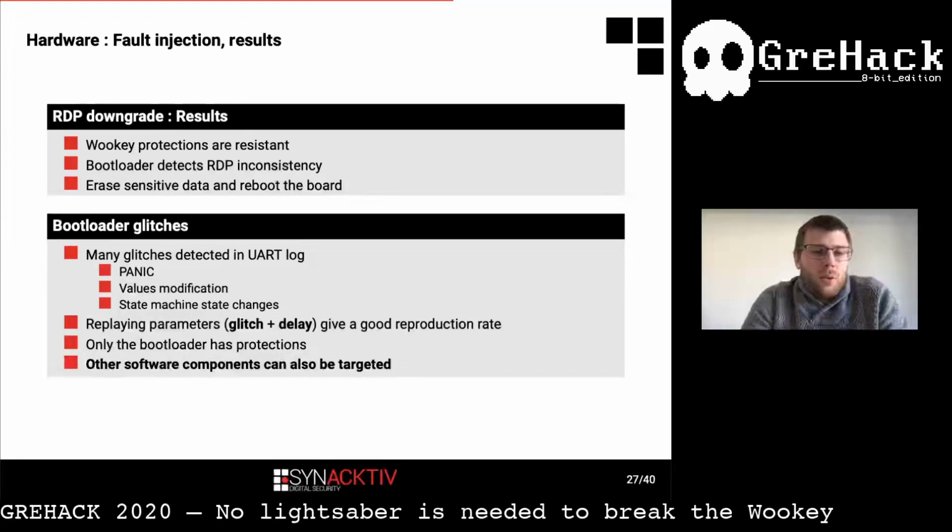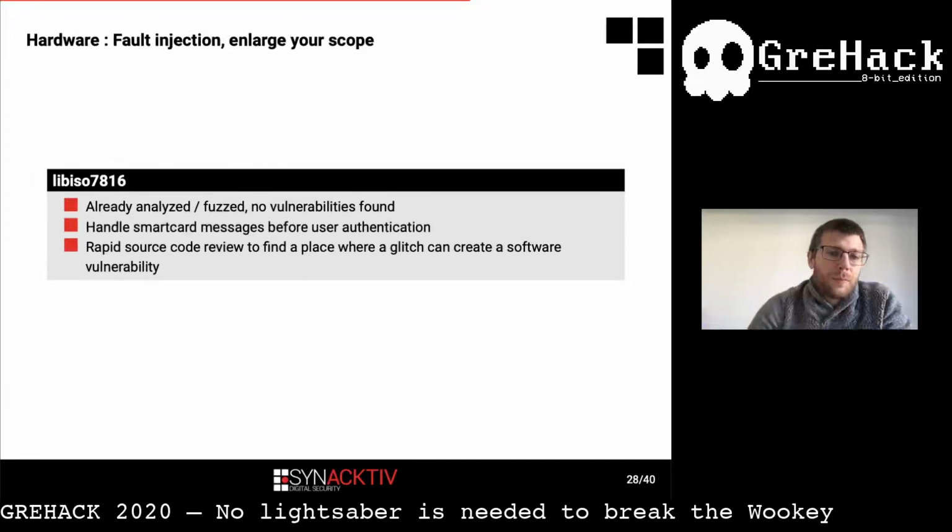And we see in the source code that the bootloader is the only component where mitigations are applied, so we looked at other components. The smart card communication library has already been analyzed during software testing, so we know a bit about how it works. It's an interesting entry point because it parses messages from the smart card before the user authentication. So we did a rapid source code review to find places where a glitch can create a software vulnerability.